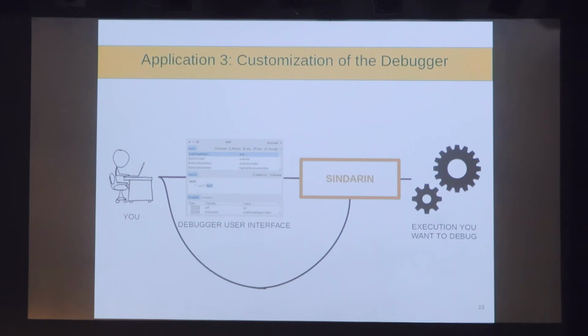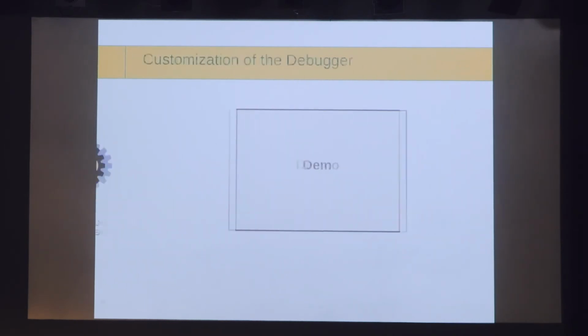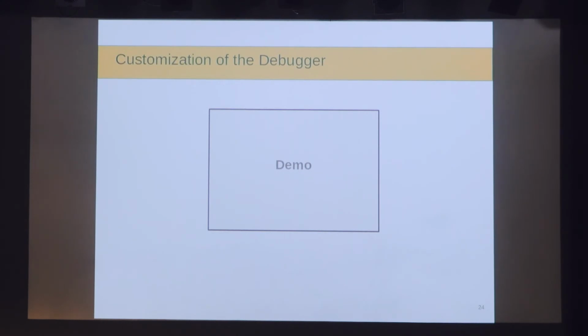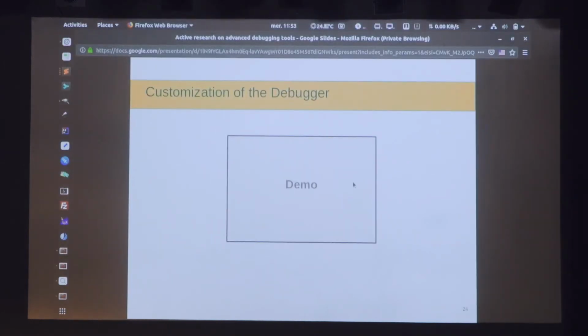So basically, with the future Faro debugger, you will be able to use all that power from the standard tools. And so the question is, do we have to always write the scripts each time we want to debug some specific things? So I will show you how you can customize the debugger very easily with a Sindarin script.